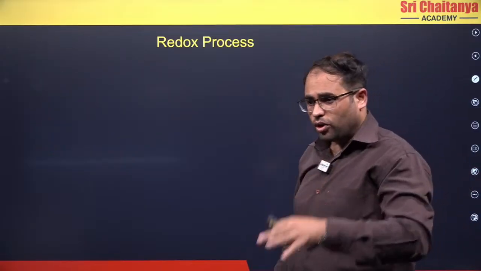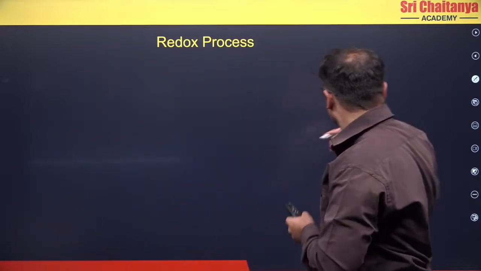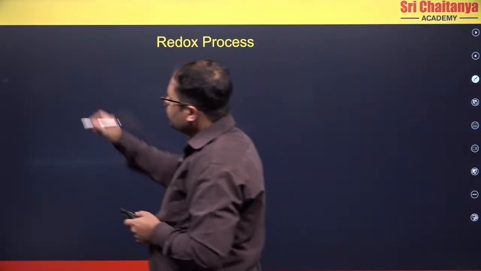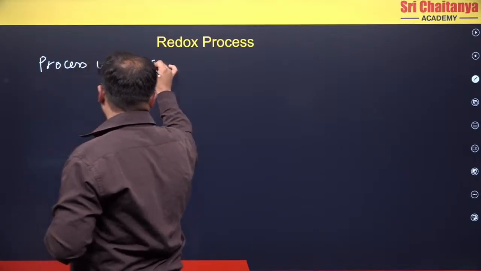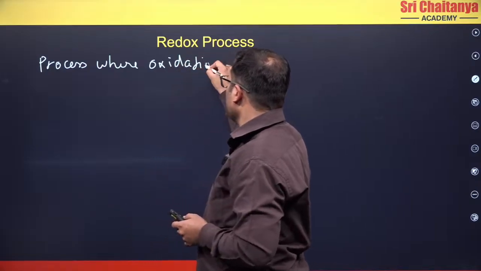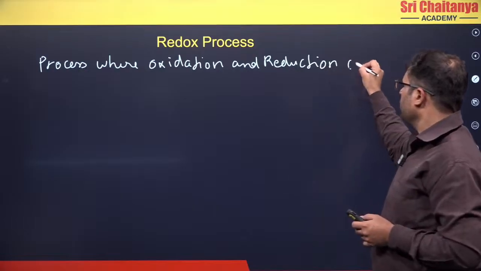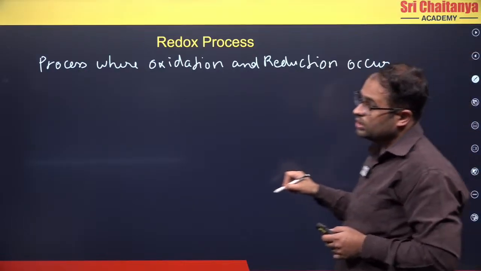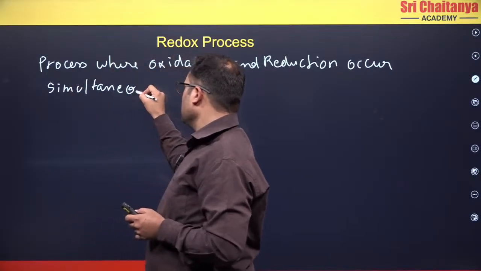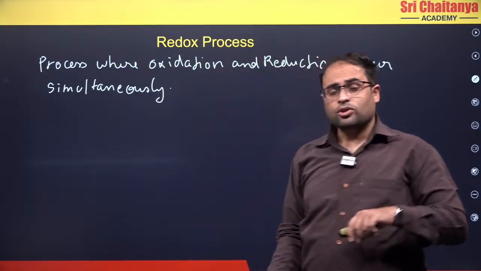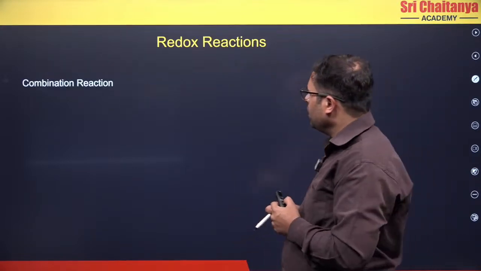Now what is a redox process? After studying all this, let us move on to what is actually a redox process. A redox process is a process where oxidation and reduction occur simultaneously. Means oxidation is also happening, reduction is also happening, right?